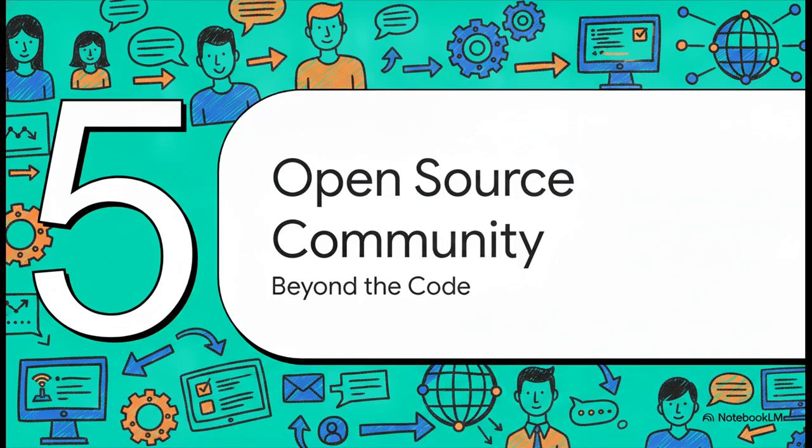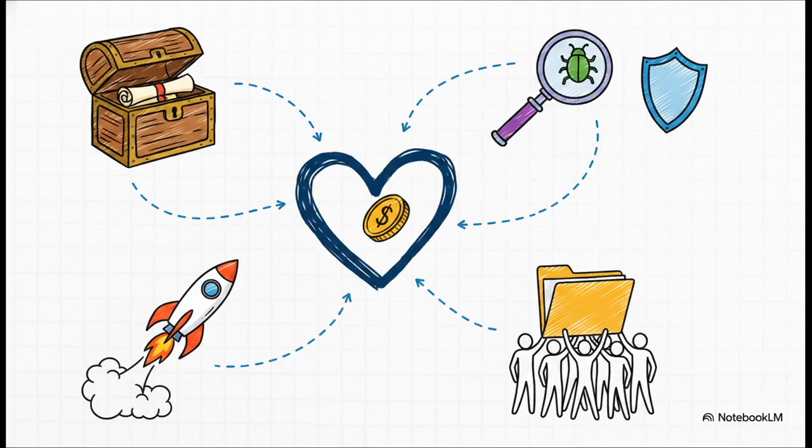Finally, let's look at part 5, the open source community beyond the code. We've covered the files, the AI, the automation, and the security. But at the end of the day, this entire ecosystem is driven by human collaboration. Beyond just the code, the platform actively sustains the actual people creating it. There are programs like GitHub Sponsors that let the community directly fund open source developers.